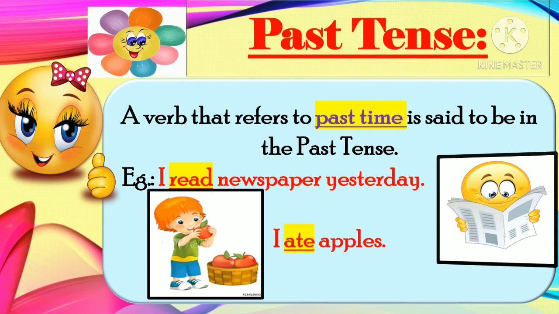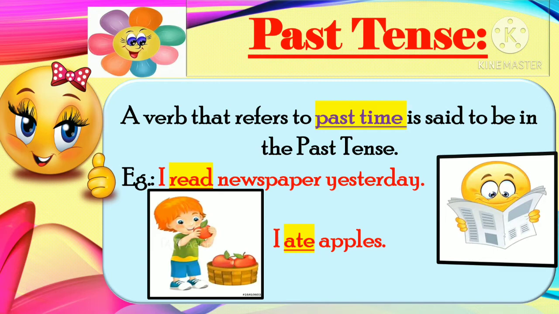A tense expressing an action that has already happened. A verb that refers to past time is said to be in the past tense. For example, I read newspaper yesterday. In this sentence, the verb read is the past form of the verb read. In this sentence, the verb read refers to past time. That means I am talking about the action that was already completed. I mean, the action of reading newspaper was already completed.